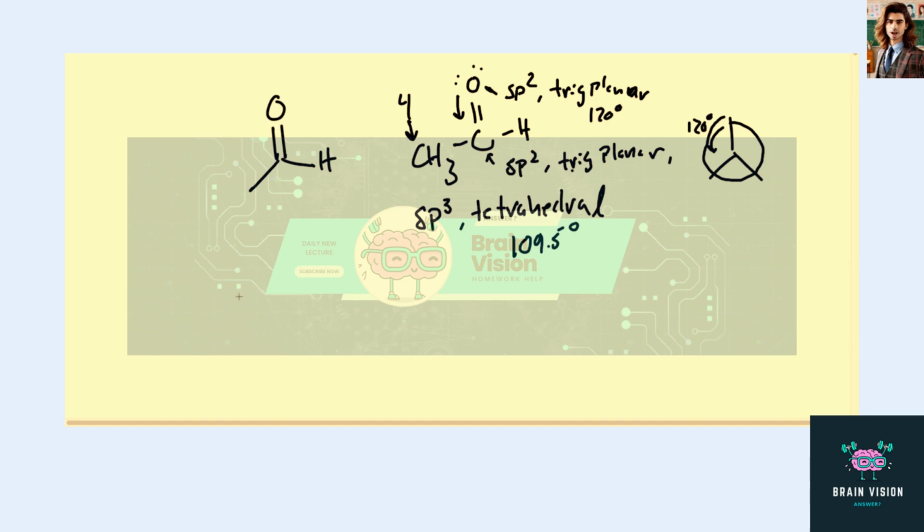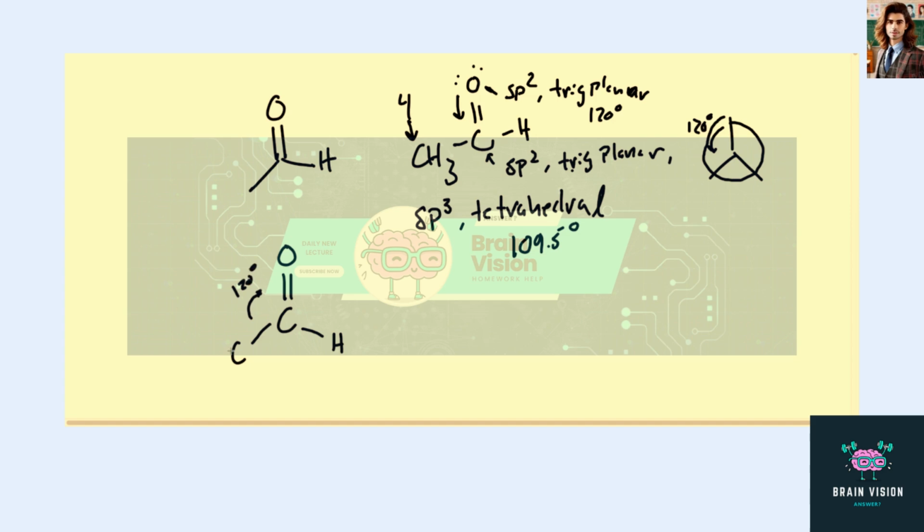Now, if we want to draw a 3-dimensional structure of this, we can start from the carbon double bonded to the oxygen. This is planar, so it's in the plane of the page. This bond to a hydrogen is also therefore in the plane, and this bond to a carbon is also in the plane.